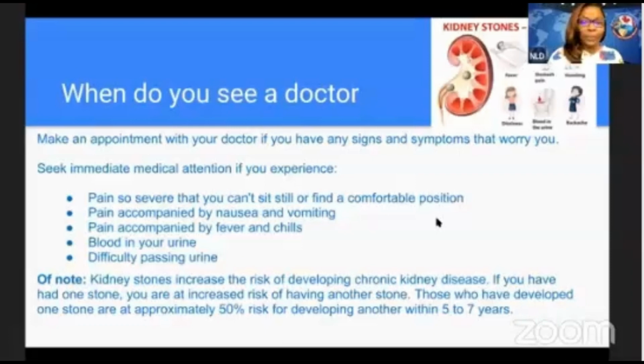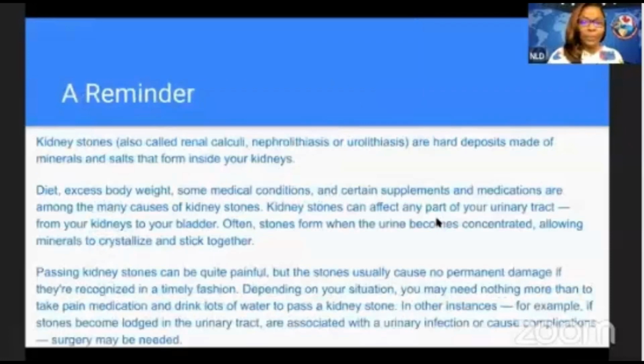Remember, a kidney stone, also called renal calculi, nephrolithiasis, or urolithiasis, you'll hear these words, are hard deposits made of minerals and salts that form inside your kidneys. Diet, excess body weight, some medical conditions and certain supplements and medications are among the many causes of kidney stones. Kidney stones can affect any part of your urinary tract, from your kidneys to your bladder. Often stones form when the urine becomes concentrated, allowing minerals to crystallize and stick together.